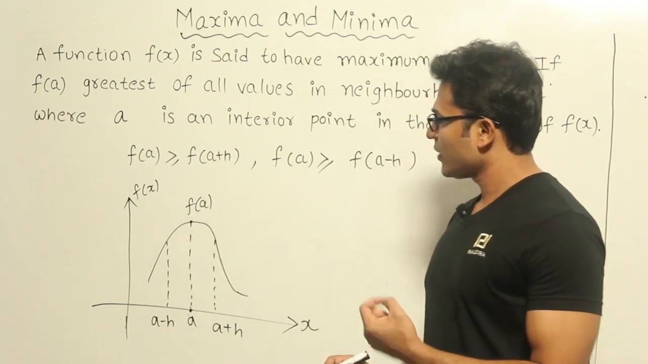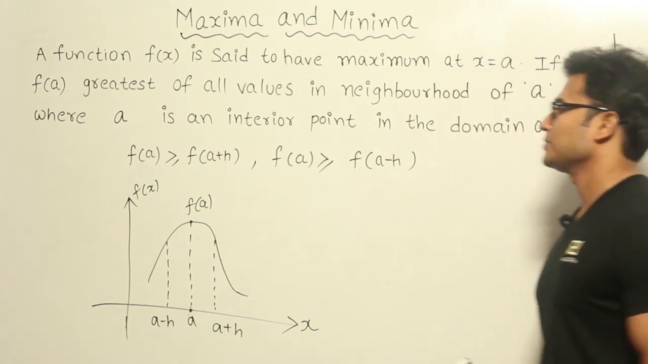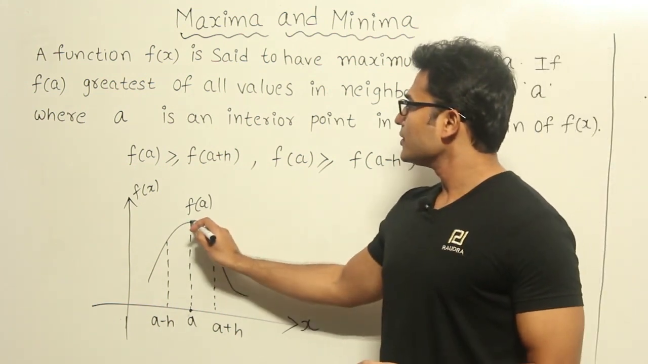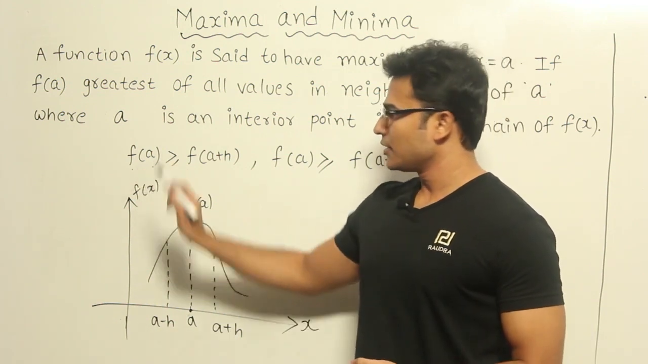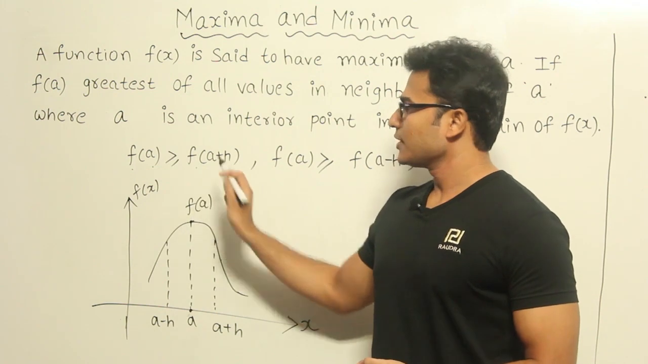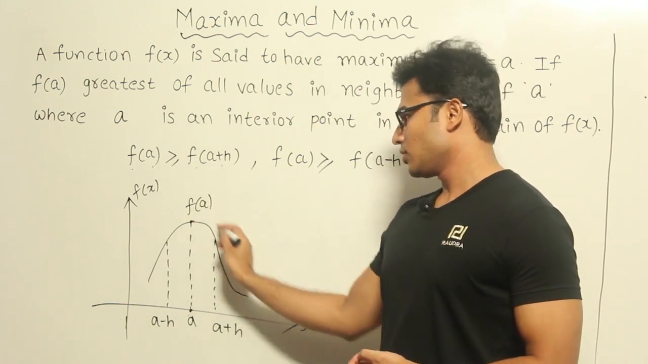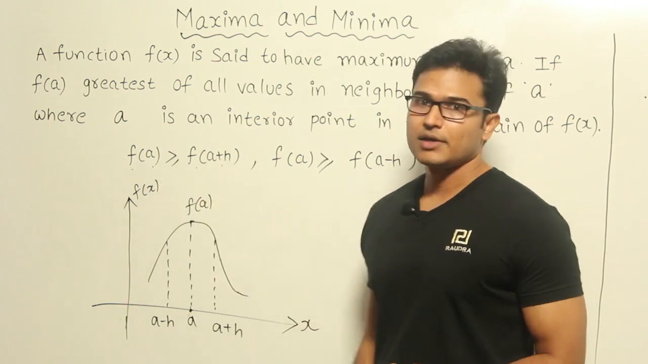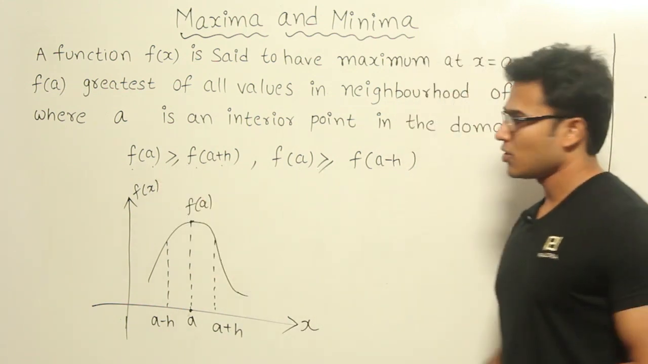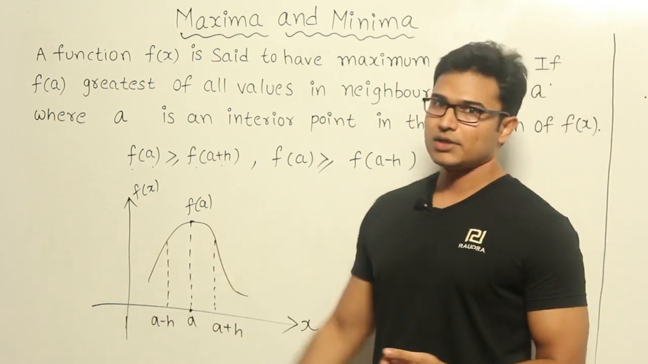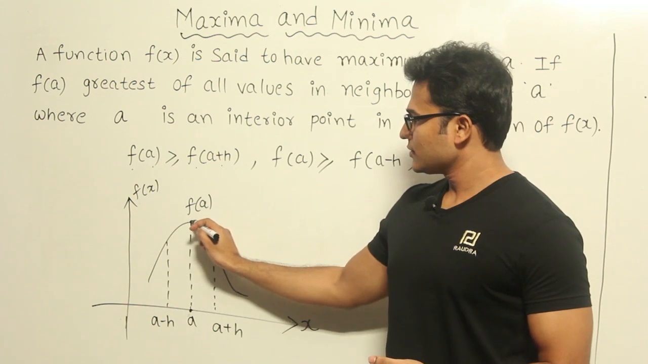Now what are the properties that it should satisfy if it has to be called the maximum? For all the other points this value should be greatest, which means f of a should be greater than f of a plus h, which means for all the points which are to the right of it, it should be greater, as well as f of a is greater than f of a minus h. For all the points which are to the left of it, it should be greater, right? So for this it is called the maximum.